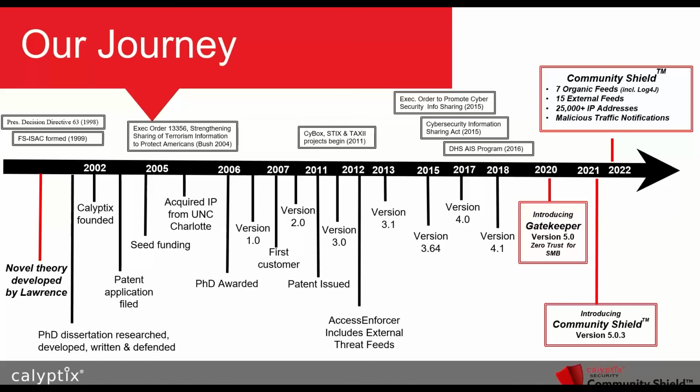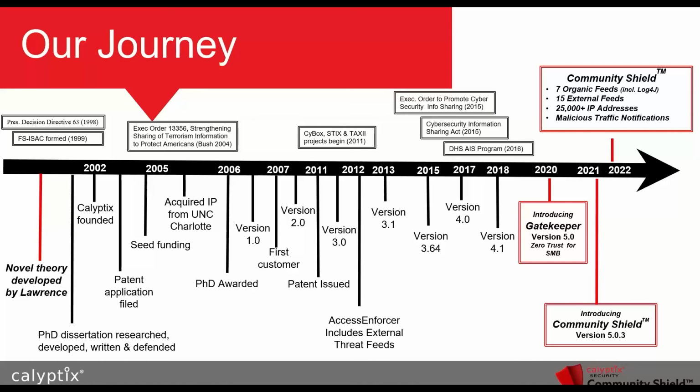In the last 18 months, we've really seen a coming of age in information sharing and the threats small business face. I'd like to highlight most recently the introduction of Gatekeeper as a two-factor network access tool for zero trust, to really implement that level of security on a session-by-session basis. And then the introduction of the Community Shield, the automated sharing of information, which now today boasts 7 organic feeds, 15 external feeds, close to 30,000 IP addresses. That's not a marketing number, that goes up and down. And we've also added the notifications.